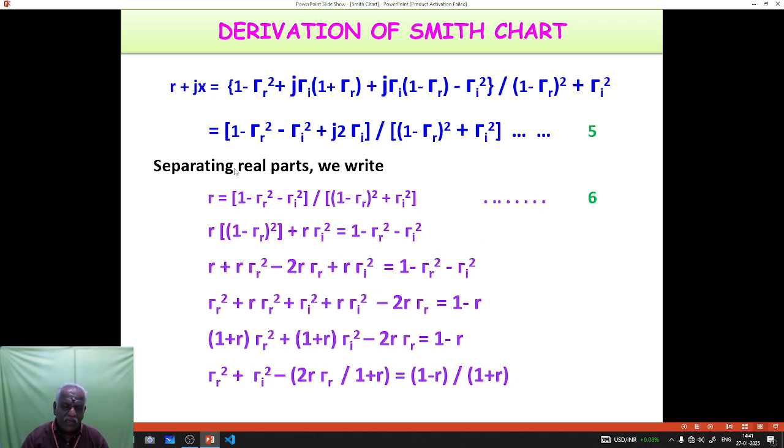Here we have taken only the real parts, so we are rewriting this equation. We multiply by r on the left side, and on the right side we bring the remaining terms, 1 minus gamma r squared minus gamma i squared. On simplification we get this equation: gamma r squared plus gamma i squared minus 2r gamma r over 1 plus r, plus (r minus 1) over (1 plus r), equals zero.